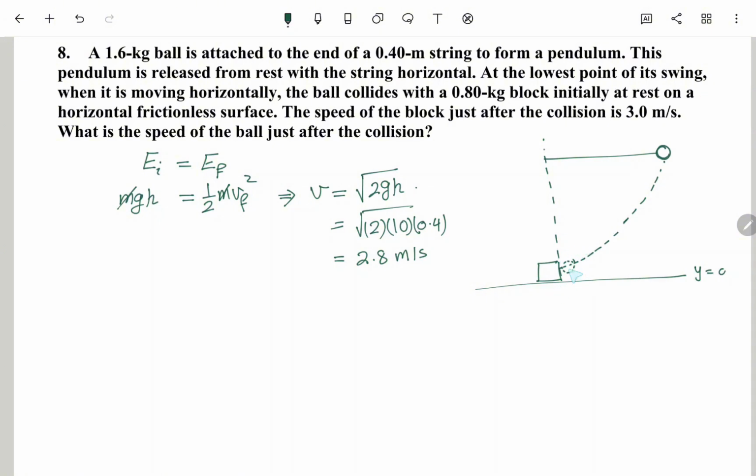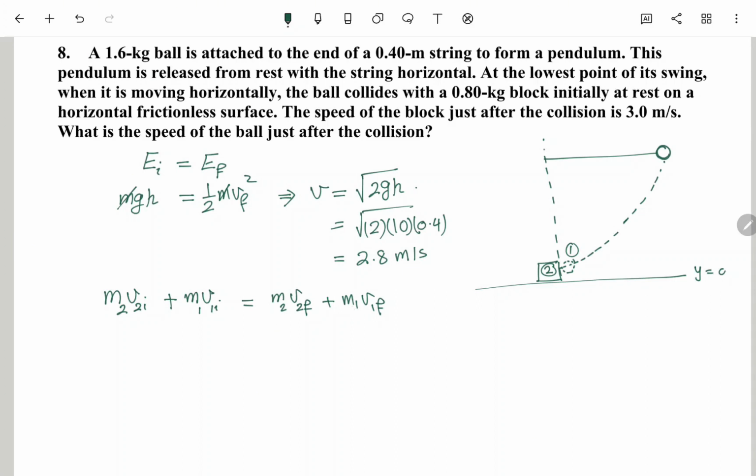Now let's do this. Momentum in this case is conserved, and let's name them here. M for the block, let's name it 2, and this one 1. M2 V2 initial plus M1 V1 initial equal to M2 V2 final plus M1 V1 final. Remember, 1 is the ball, 2 is the block.